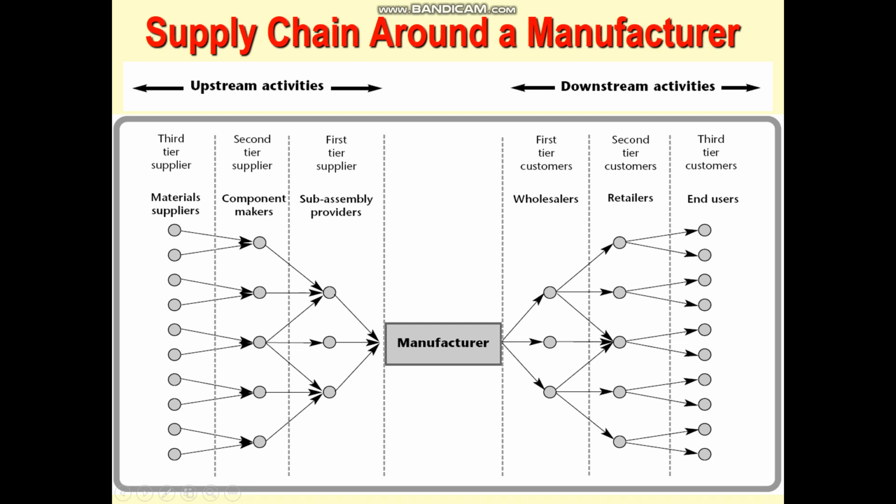Example: first tier customers are wholesalers. Wholesalers will buy products directly from the manufacturer in bulk, in large quantity. Then after that they separate it into smaller quantities, and they sell to the retailer. And the retailer will sell to the third tier customer, that is the end user.